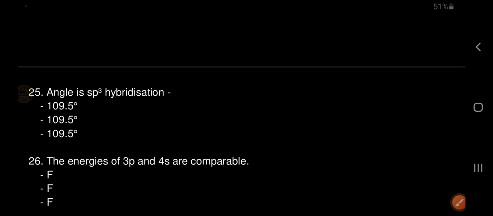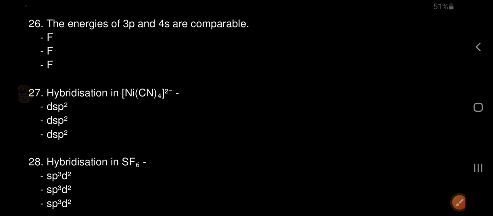Angle in sp2 hybridization is 120 degree. Angle in sp3 hybridization is 109.5 degree. The energies of 3p and 4s are comparable. False.